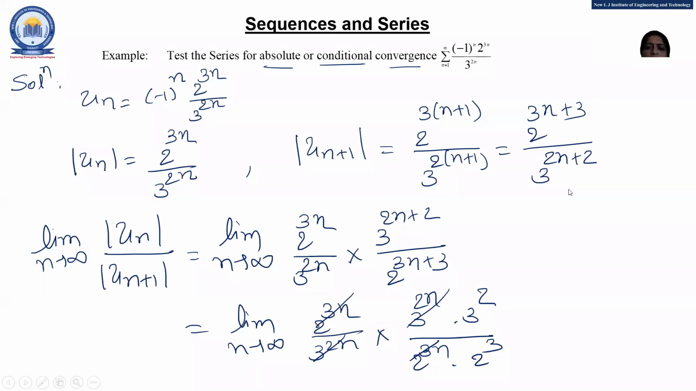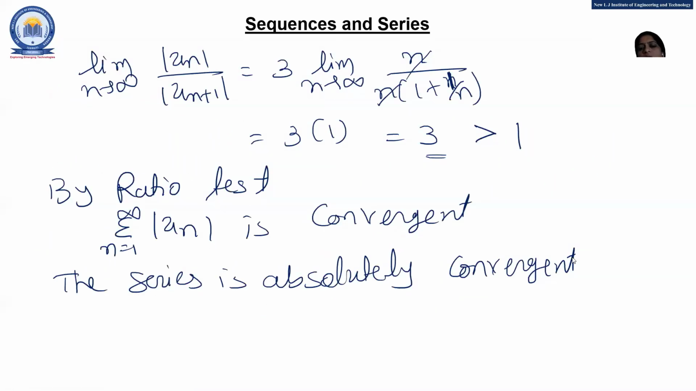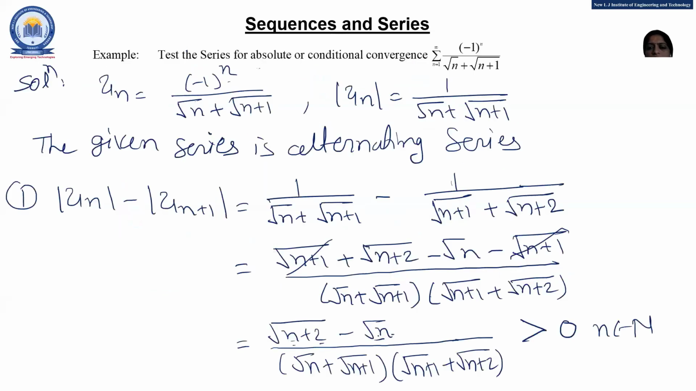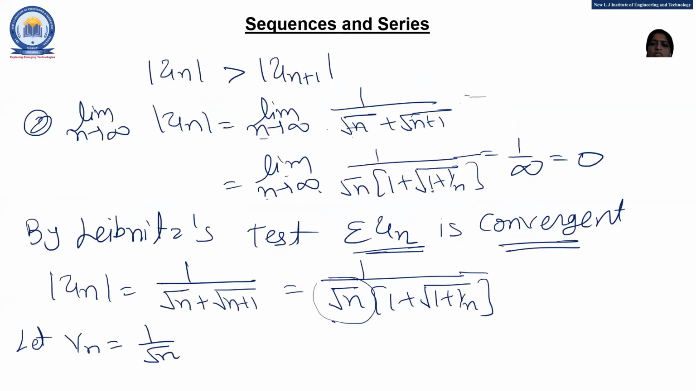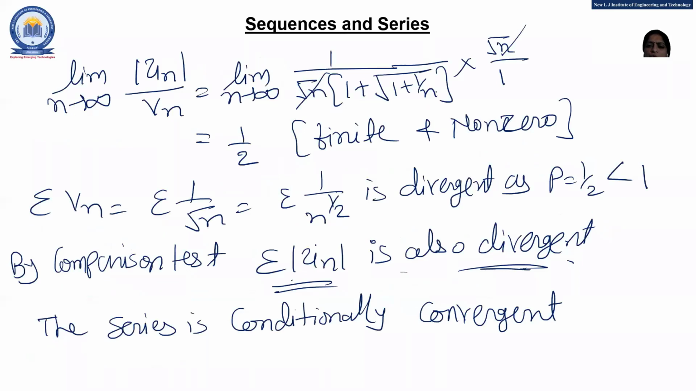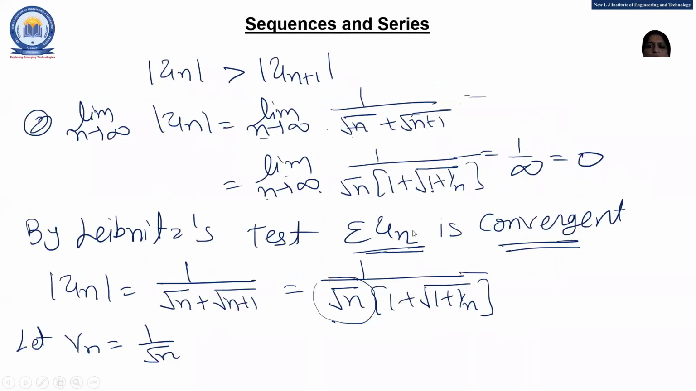Yes, Dev. You can find mod Un first instead of Un. Students, you can find mod Un or Un convergence. There is no need to first find the convergence of Un, then find the convergence of mod Un. If you wish, you find the convergence of mod Un first, then you go for Un. Okay, it's up to you. Any doubt?